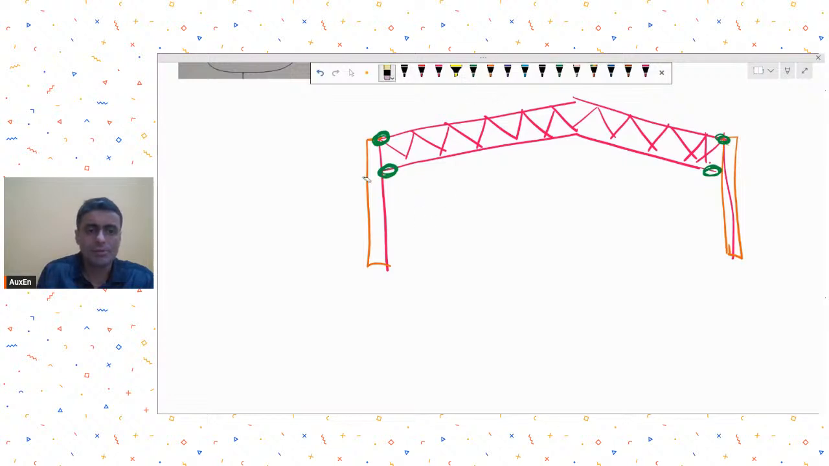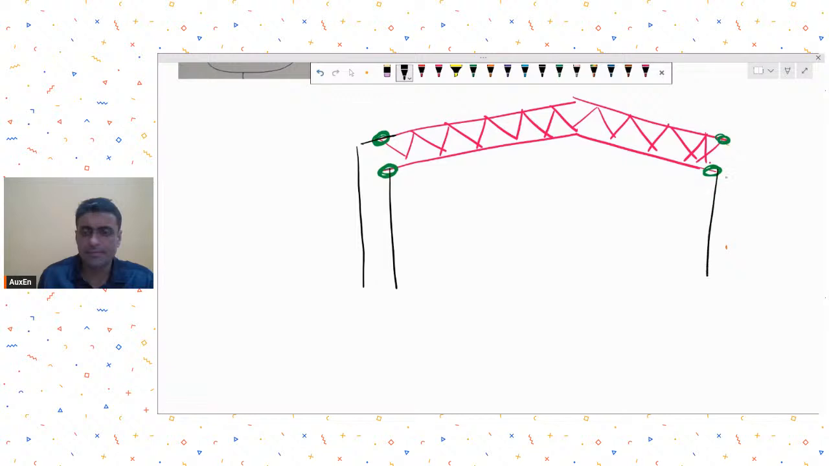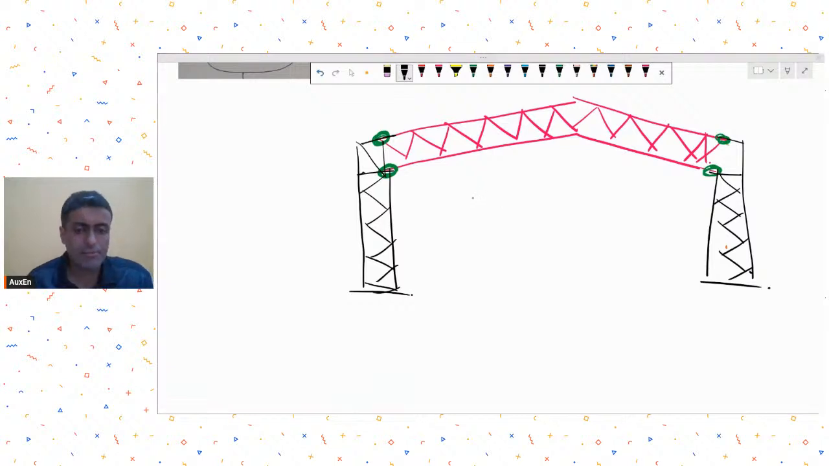Another possibility can be that you continue the same arrangement, like the hollow section truss, below also. For example, you continue this kind of a system below also in the column. So the column is also built up, let's say. The column is built up and your hollow section is also built up. This is another possibility that you can have.